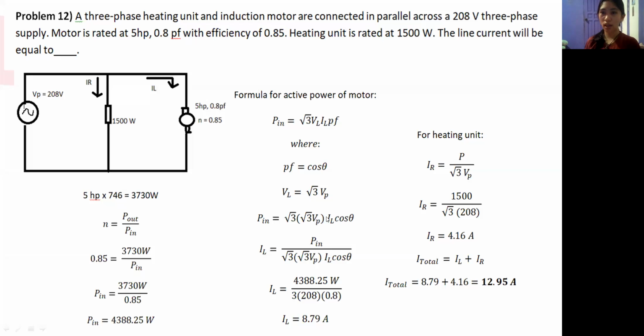For the last assigned problem, we have a three-phase heating unit and an induction motor connected in parallel across a 200 volts three-phase supply. The motor is rated at 5 horsepower, with 0.8 power factor and an efficiency of 0.85. The heating unit is rated at 1,500 watts. We are asked to solve for the line current.